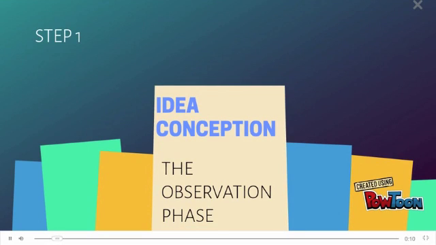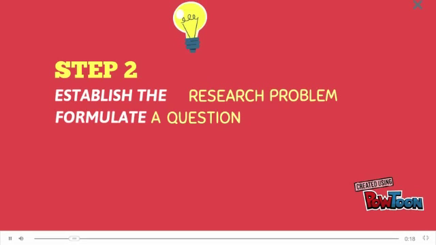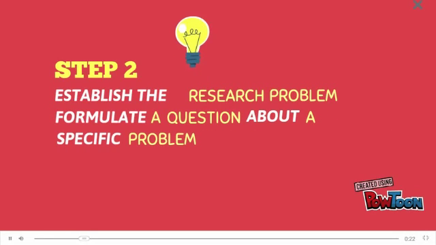Idea conception. This first step starts by observing, through our senses, what is around us. This helps us to get to know more about the area we want to investigate. Establish the research problem. Now that we have observed what's around us, we have to formulate a question about a specific problem. The more detailed, the better.